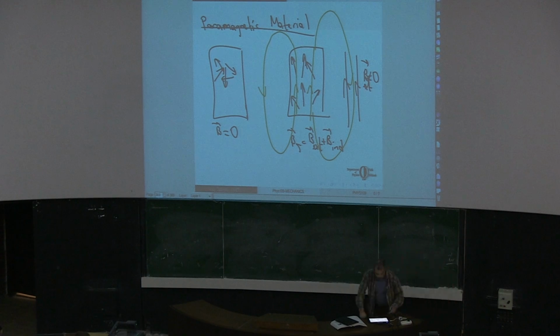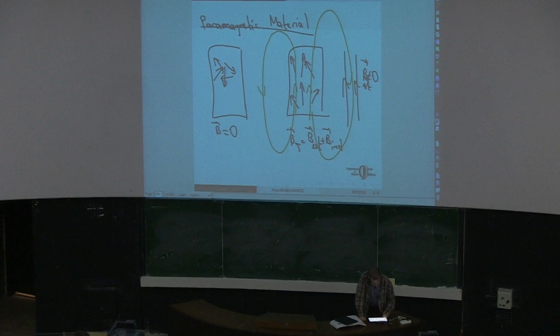Now, if you would plot the net magnetic field line in the presence of a paramagnetic material, this is my paramagnetic material. Very far away, the magnetic field lines will be uniform.